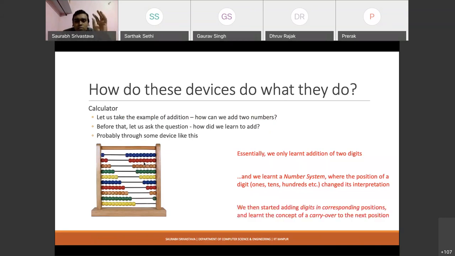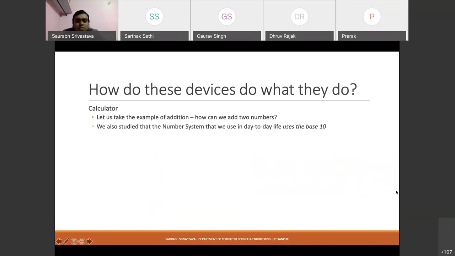I'm not sure whether you can see. Okay, this is better. So basically, this is what we learned. We only learned adding 2 digits, and then we learned the concept of a carryover. So if there are 2 digits, I add them, there is a carry, it goes to the next digit. Okay. And then this is horrible. So this is how we learned addition, right?